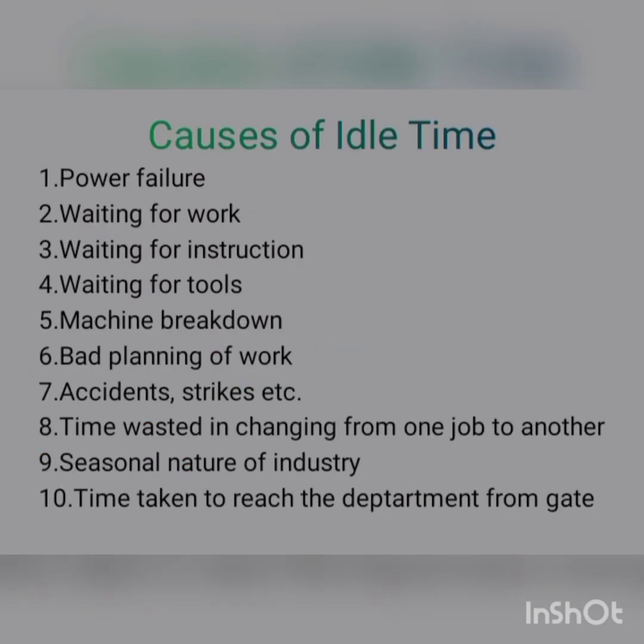Next, I am going to share the causes of idle time. There are many causes for idle time inside the organization. They are power failure, waiting for work, waiting for instructions, waiting for tools, machinery breakdown, bad planning of work, accidents, strikes, etc. Then time wasted in changing from one job to another, the seasonal nature of the industry, and time taken to reach the department from the gate. These are all the causes of idle time.